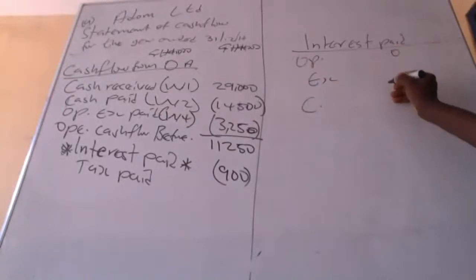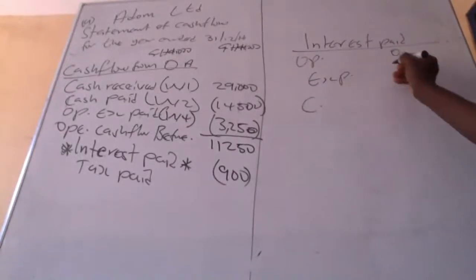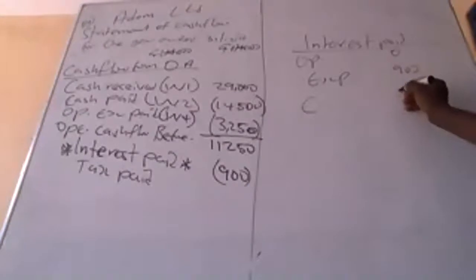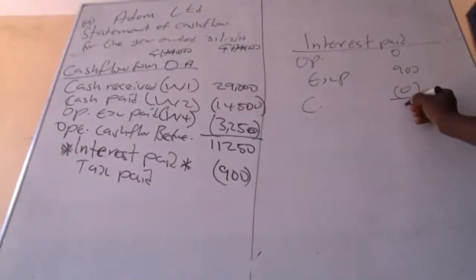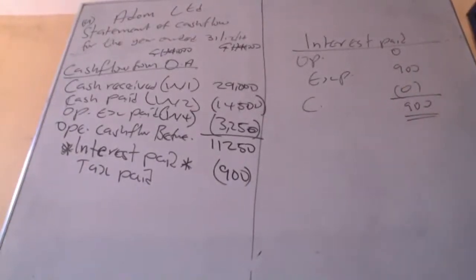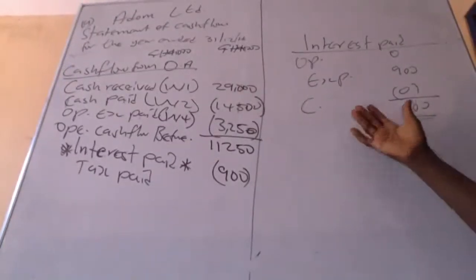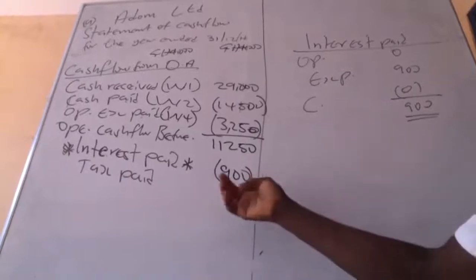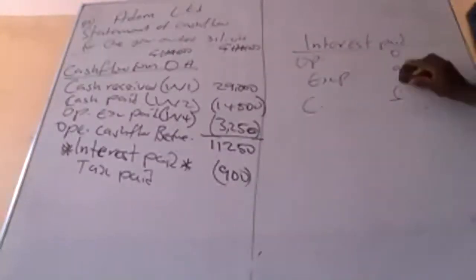Open balance will be 0. But the interest expense will be what? 900. Closing balance is 0. So finally the interest paid will be what? Will be 900. And you probably don't need to do this for the examiner. Just pick it straightforward and then you go. Okay, now let's move on.